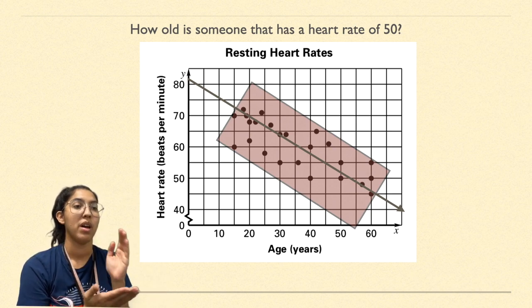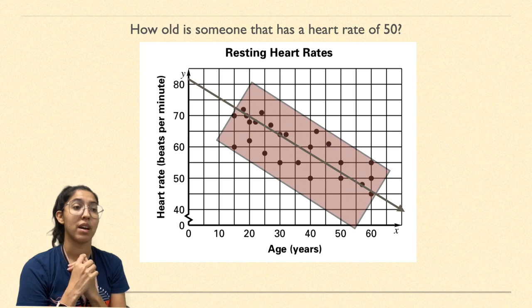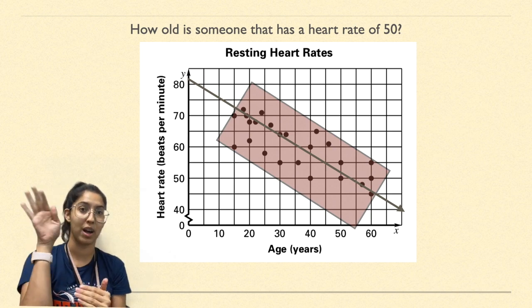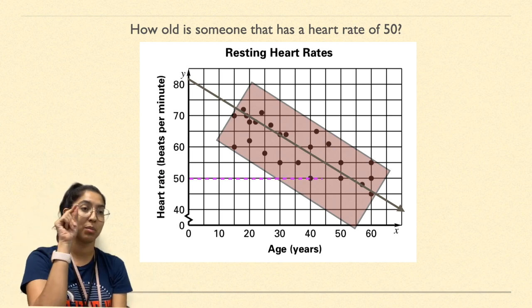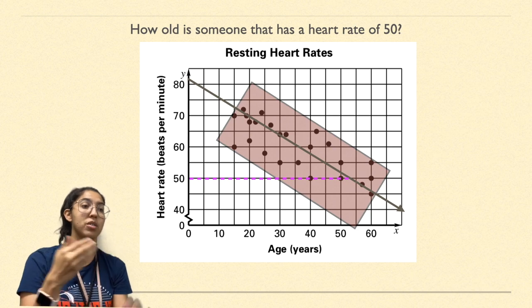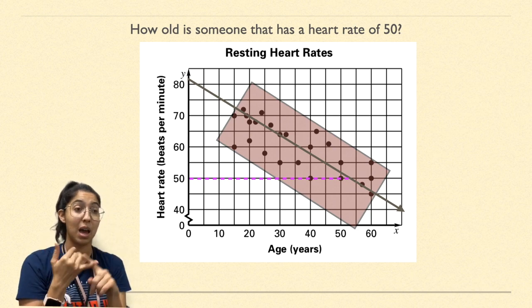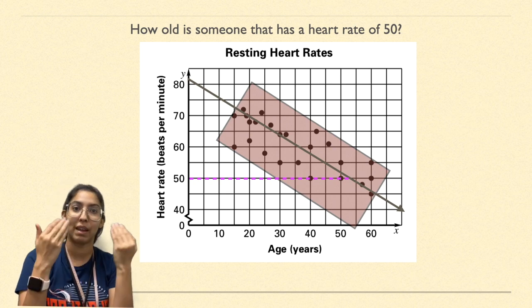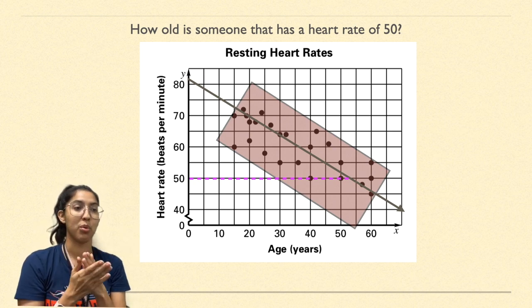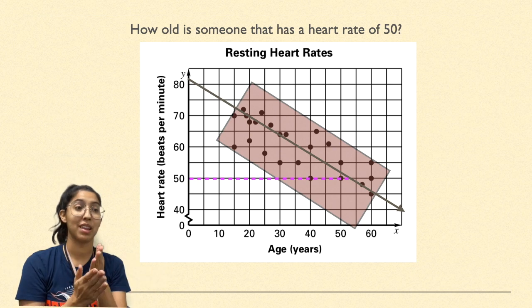Okay, so now, how old is someone that has a heart rate of 50? So heart rate is my Y value. So I'm starting from my Y's this time, and I'm gonna draw some little tick marks from my Y values all the way to my line. Notice I passed 2 points. Those are not my answers. I need to go to my line, okay? The points, no, I want the line.